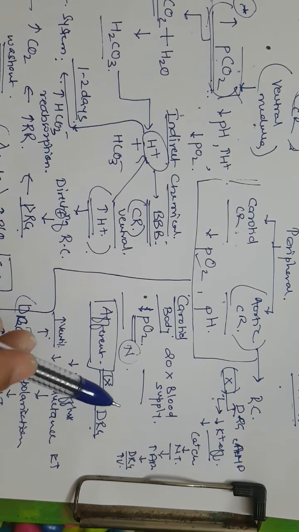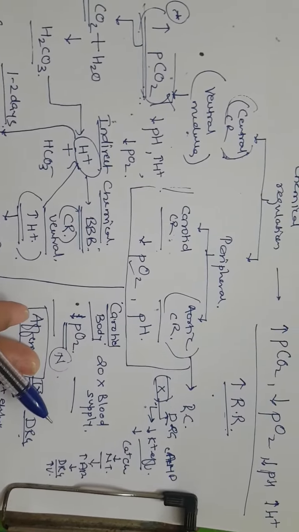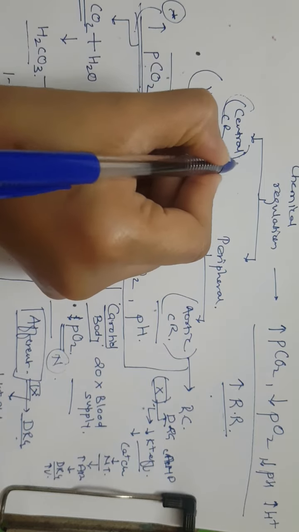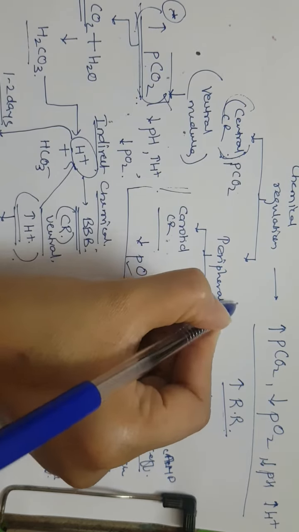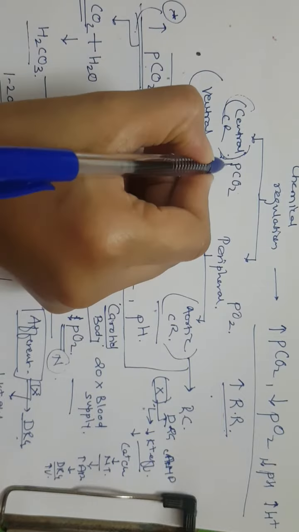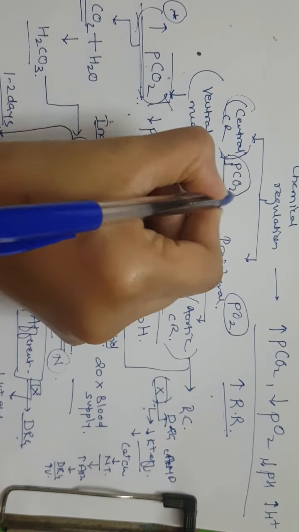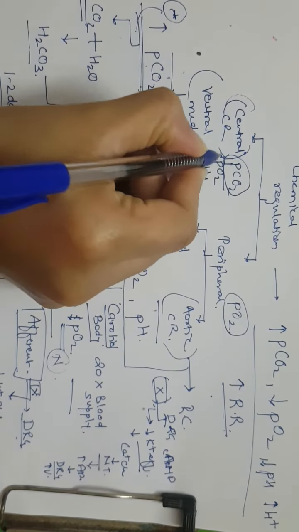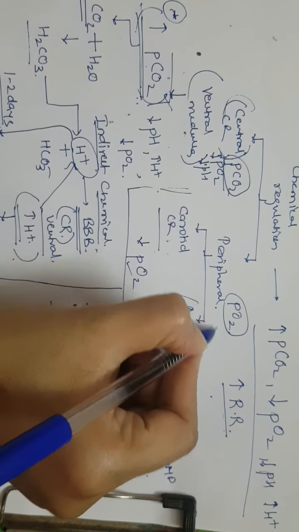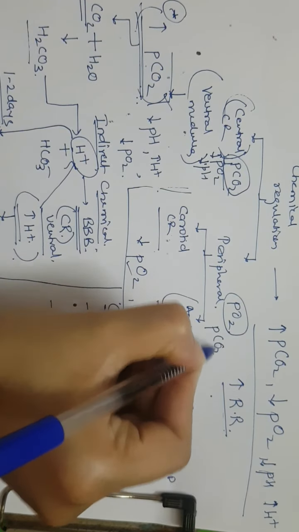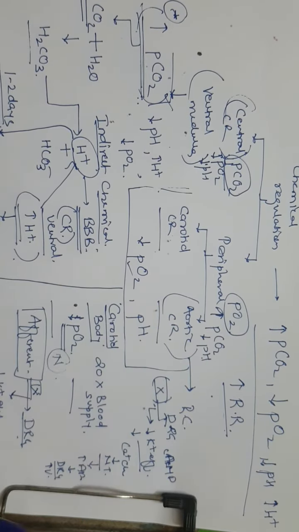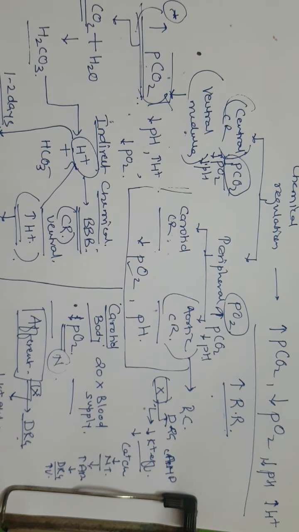So in chemical regulation, the changes are in PCO2, PO2, pH and ions. Basically, central chemoreceptors are activated by PCO2, and peripheral ones are activated by PO2. The primary chemical change is this, and the secondary is by PO2 and pH, that is decreased PO2 and decreased pH. In the same way in the peripheral also, if PCO2 is raised, the peripheral chemoreceptors will get activated, and if the pH is low, the peripheral chemoreceptors will get activated. So this is how there is regulation of respiration by chemical mechanism.